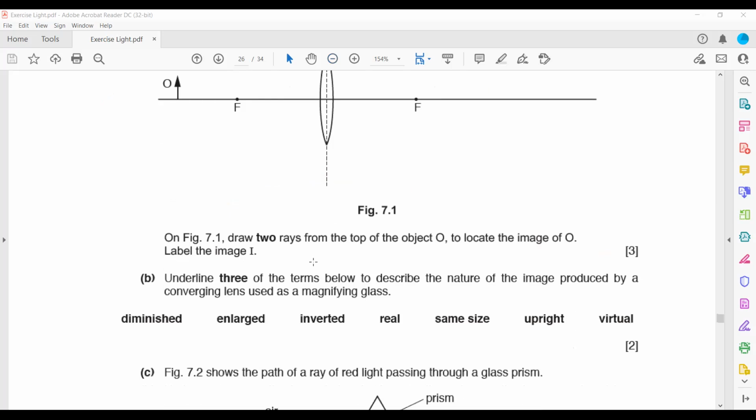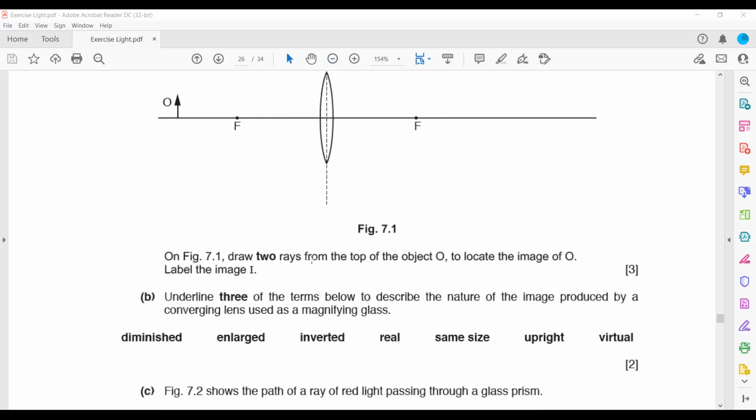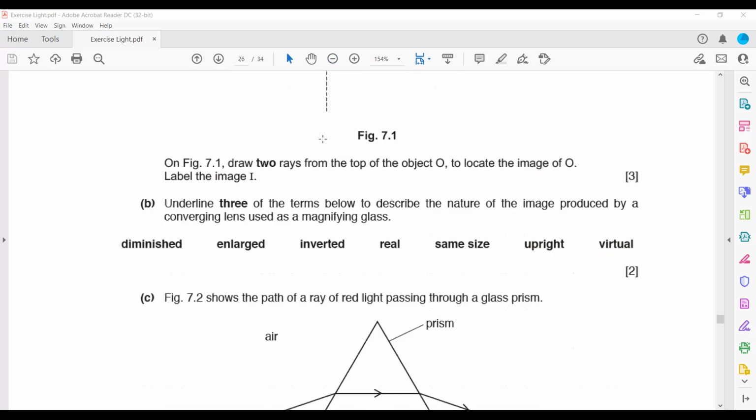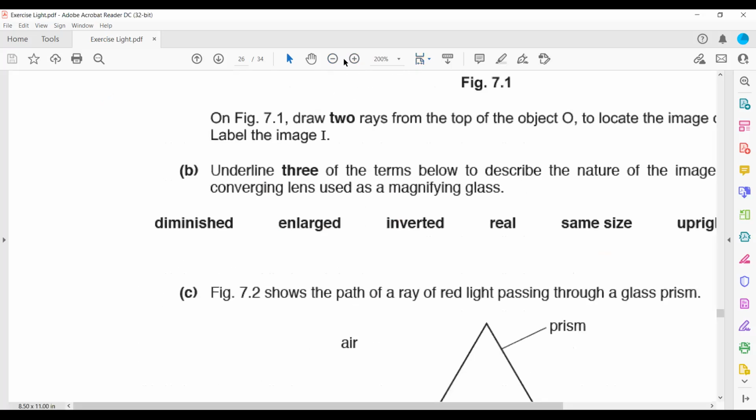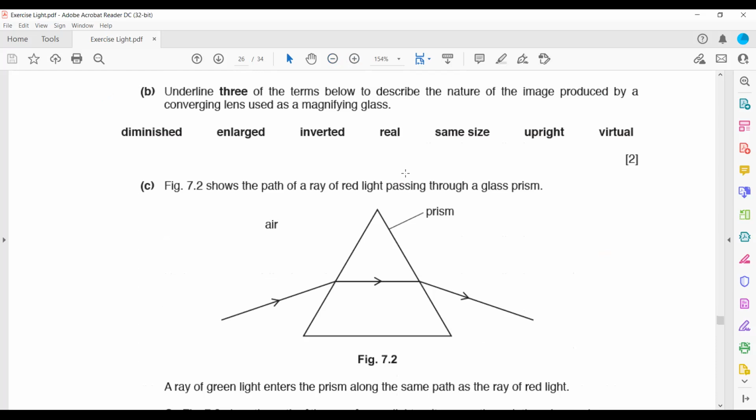Then underline three terms to describe the nature of the image produced by a magnifying glass. So when we use a magnifying glass, what are the characteristics of the image? It is not diminished, that is wrong. It is enlarged, that's correct. It is not inverted. It is not real. It is not the same size. It is upright. Upright means if the head of the object is up, the head of the image will also be up. And it is virtual. Virtual means it cannot be taken on the screen.